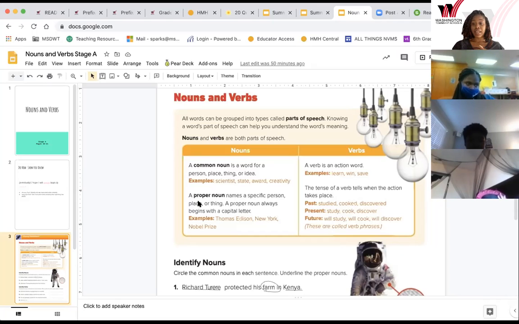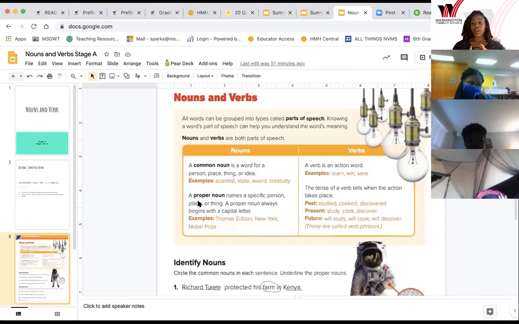So a proper noun names a specific person, place, or thing. Thomas Edison is a specific person. New York is a specific state. Nobel Prize is a specific award. So a common noun is very basic, very broad. With a proper noun, you're going to name something specifically. So, Omar, you said Ohio. That will be an example of a proper noun.